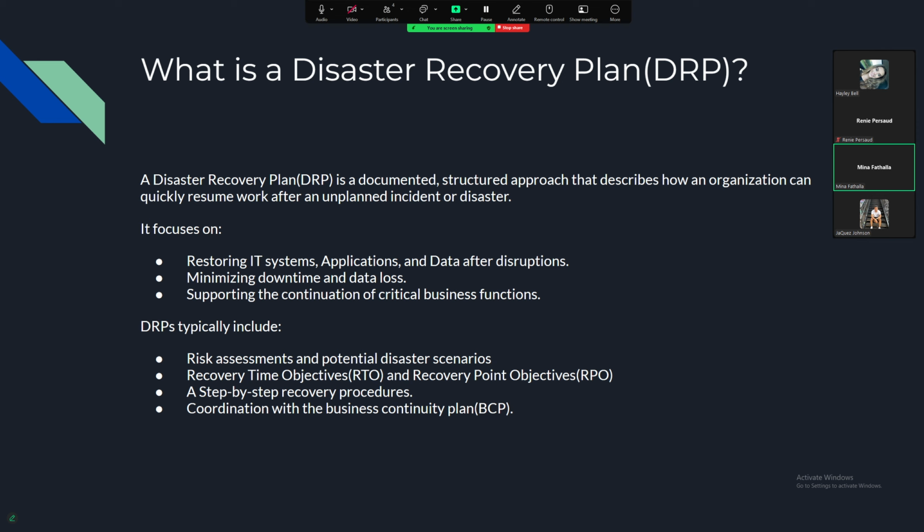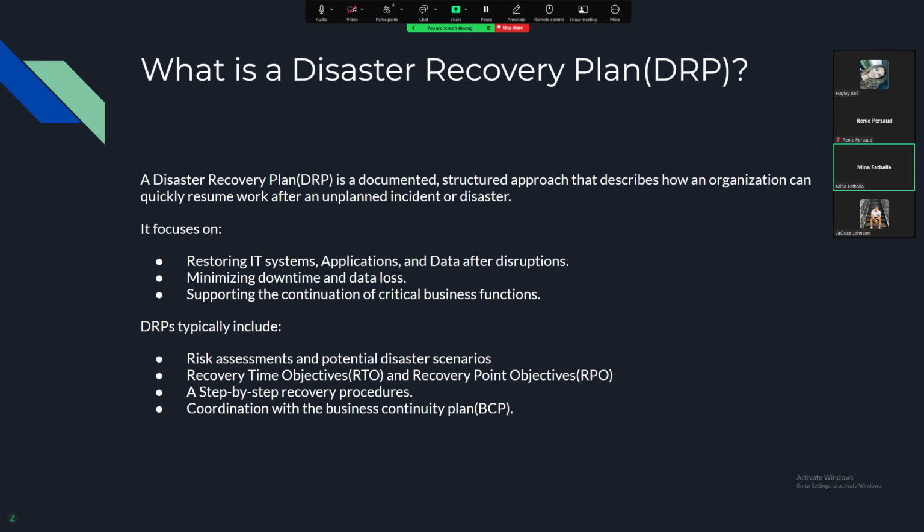So, what is a disaster recovery plan? Just to go through it, a disaster recovery plan, or DRP for short, is a documented and structured approach describing how an organization would quickly resume operations when something happens, whether it's environmental or because a power went out or whatever it may be. Mainly, it focuses on restoring any IT systems, applications and data after any disruption that happens. It also helps minimize any downtime and data loss, as well as supporting the continuation of critical business functions.